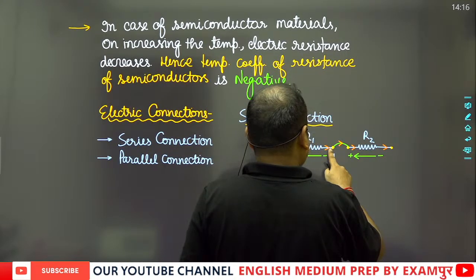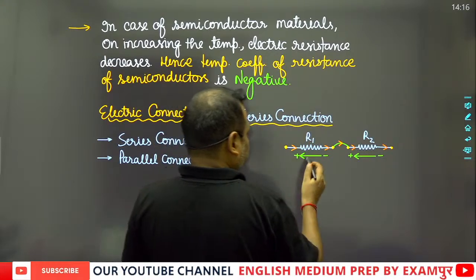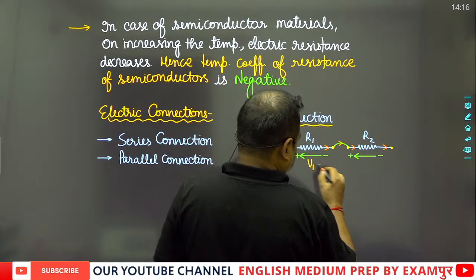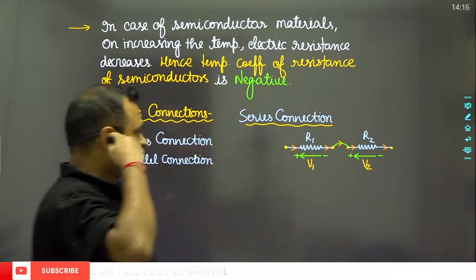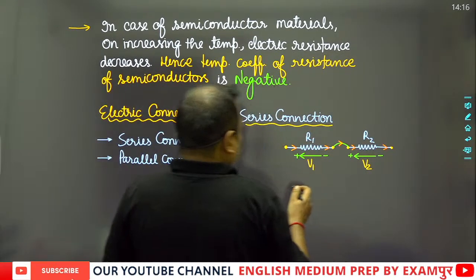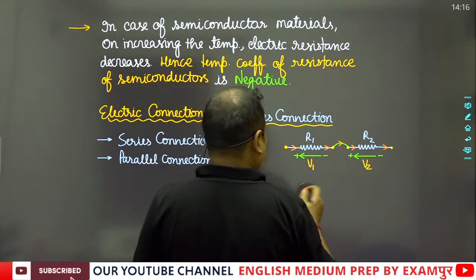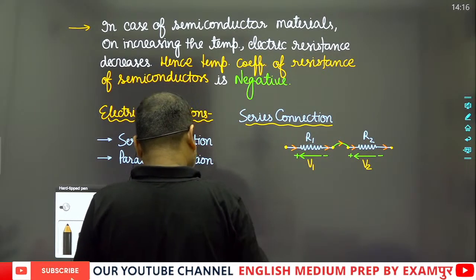It means there will be a potential drop between the two terminals of an element. So this will be V1 and this will be V2. So V1 and V2 will be the two terminals.